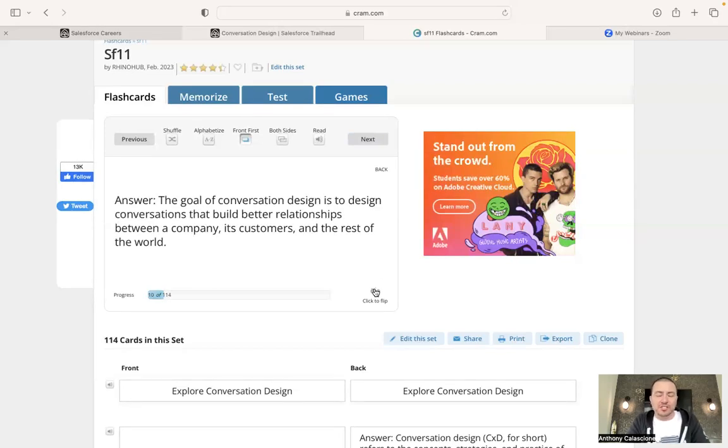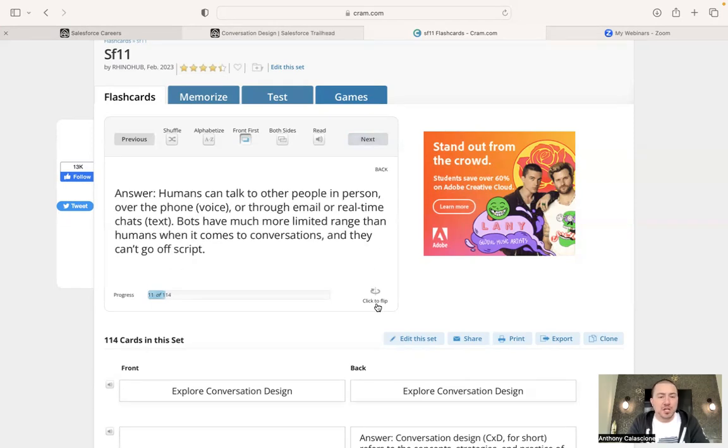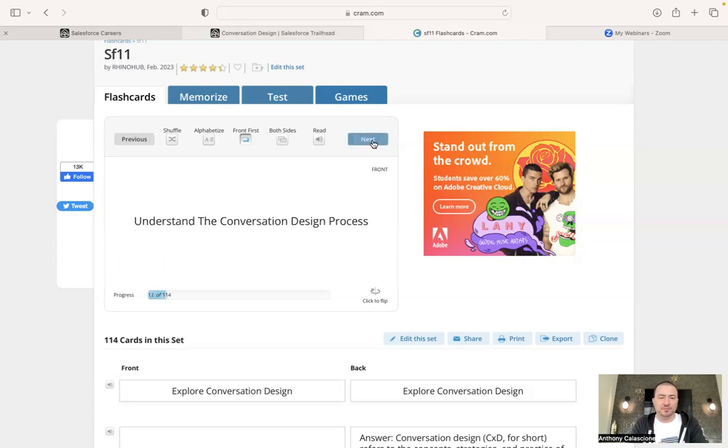What is the goal of conversation design? The goal of conversation design is to design conversations that build better relationships between a company, its customers, and the rest of the world. What is the difference between human-to-human conversations and conversations between bots and humans? Humans can talk to other people in person, over the phone, or through email or real-time chats. Bots have much more limited range than humans when it comes to conversation, and they can't go off script.